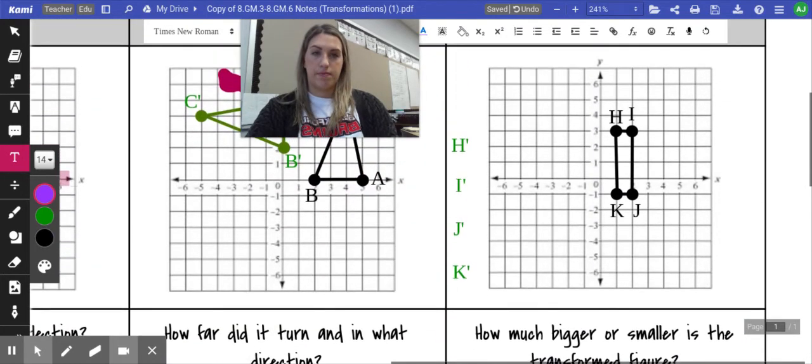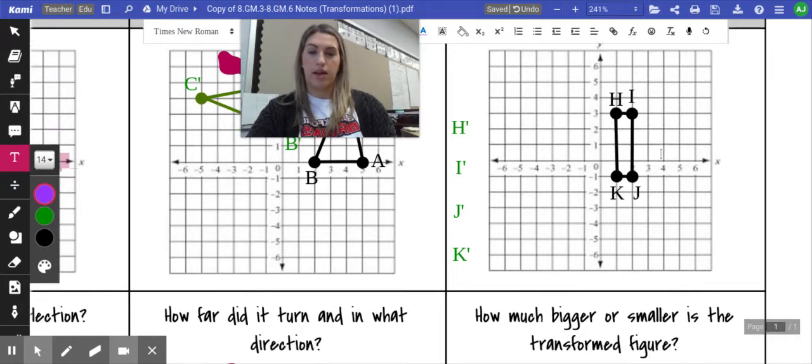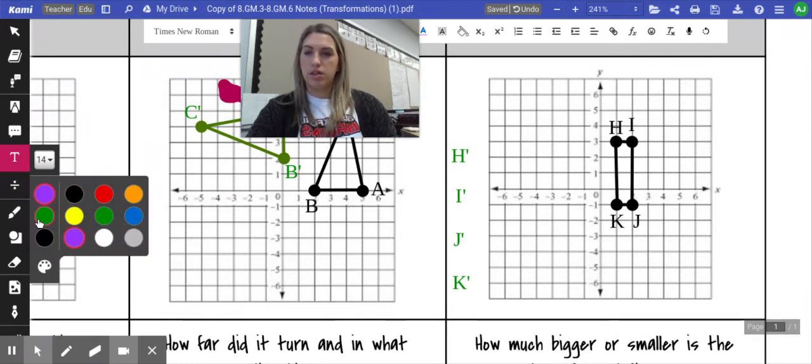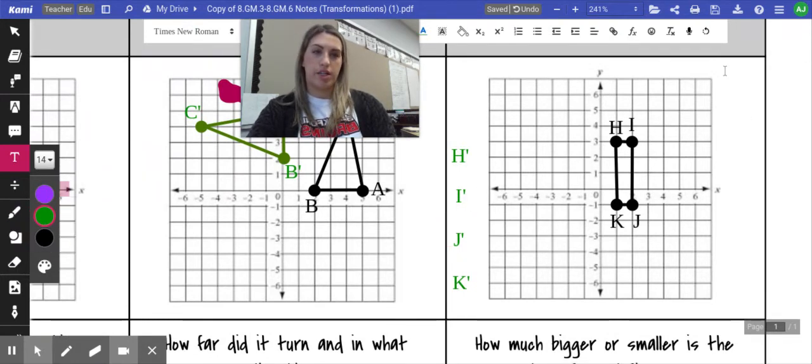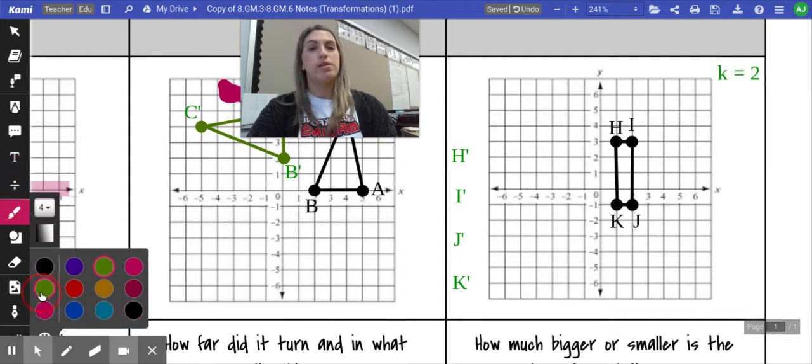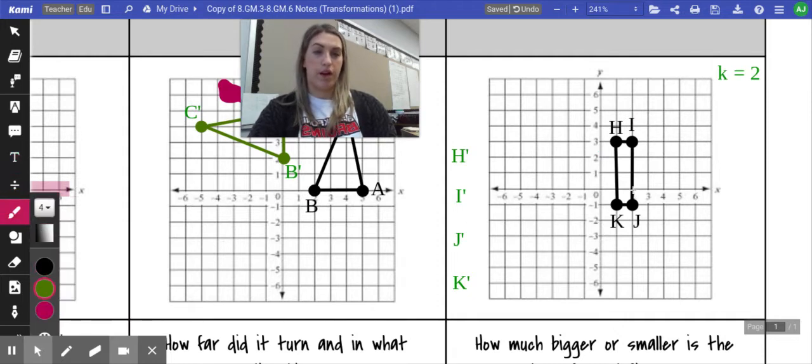So let's take a look at this. If point H is at 1, 3, let's call my scale factor 2. That means I'm going to multiply each X and each Y in an ordered pair by 2. So at 1, 3, if I multiply both of those by 2, I get 2, 6. So that is my point for H prime, 2, 6.